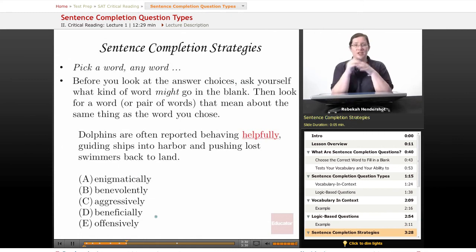All right, so now let's look at a few strategies for tackling these questions. The first one I like to call pick a word, any word. Now, this is a fun little trick. Before you look at the answer choices, before you look at any of the words you're being offered, ask yourself what kind of word might go in the blank.